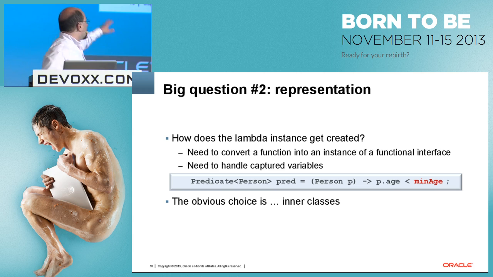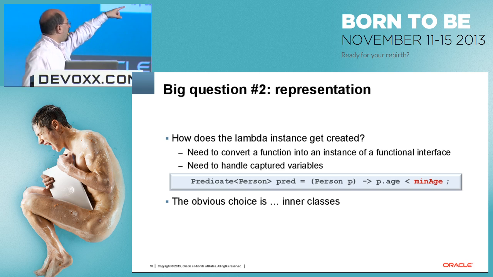So if we have code like this, we say have a predicate of person, and the right-hand side is a Lambda expression that takes a person and asks whether their age is less than some minimum age. We need to generate code such that that results in an instance of the interface predicate. And we have to deal with things like, I've captured this variable min age from the enclosing context.